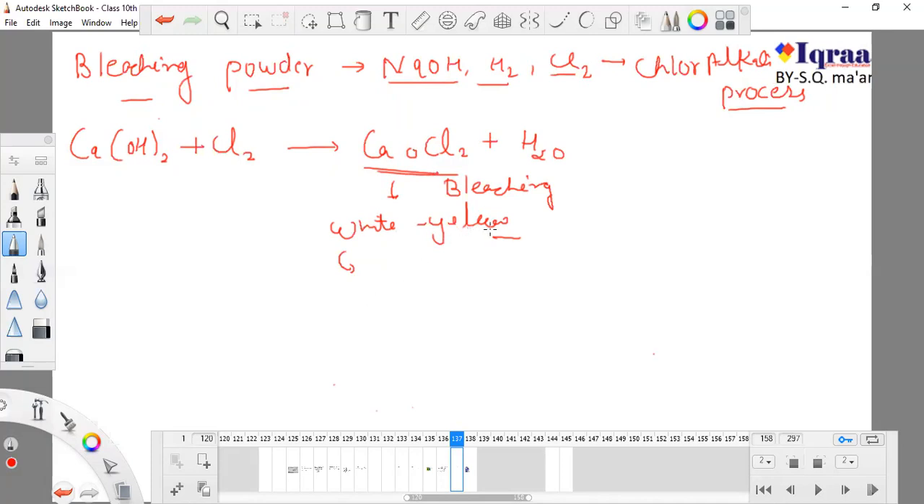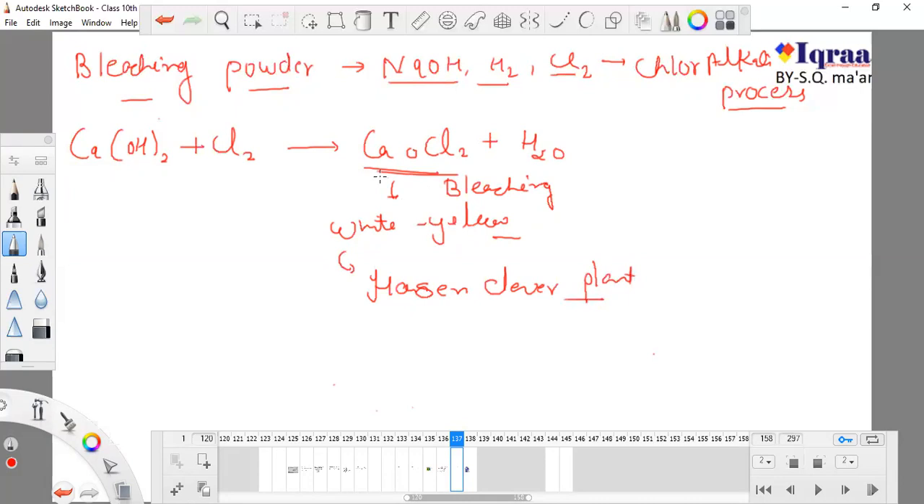So this is white and yellow in color, and the plant, generally a factory plant, which produces this bleaching powder is known as the Hasen Clever plant. I told you this yesterday. Hasen Clever plant.